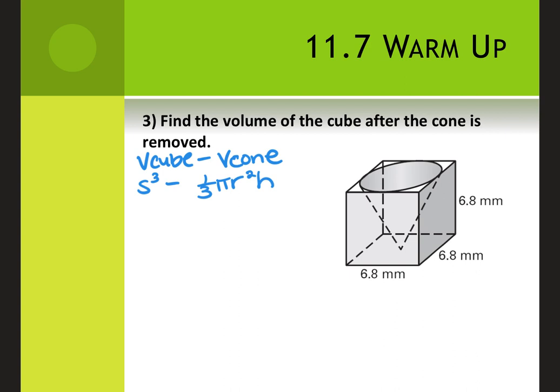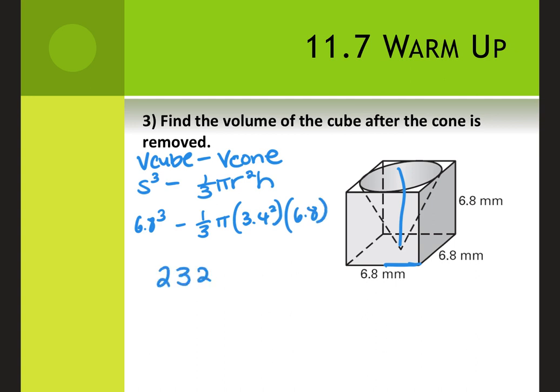3 says the volume of the cube after the cone is removed. So you have to find the volume of the cube, which is 6.8 cubed, minus the volume of the cone, 1/3 pi. The radius would be half of this, 3.4 squared. Height, 6.8. You should get 232.11 millimeters cubed.